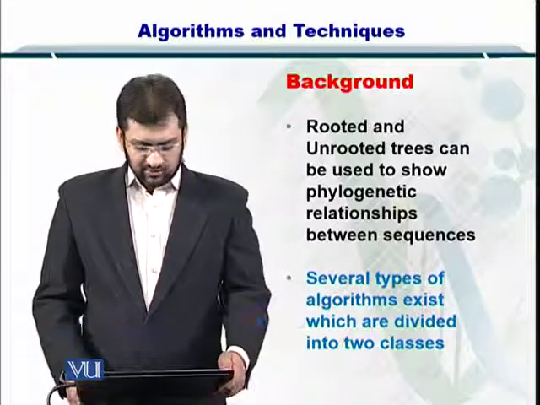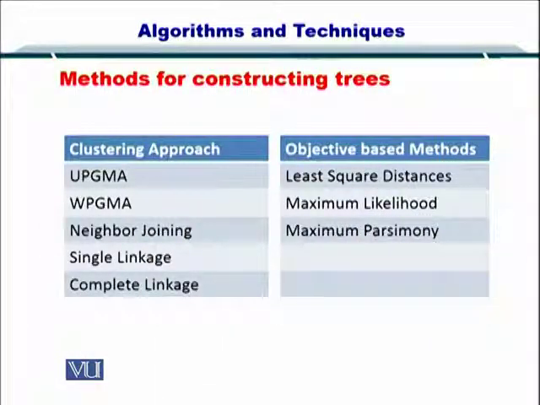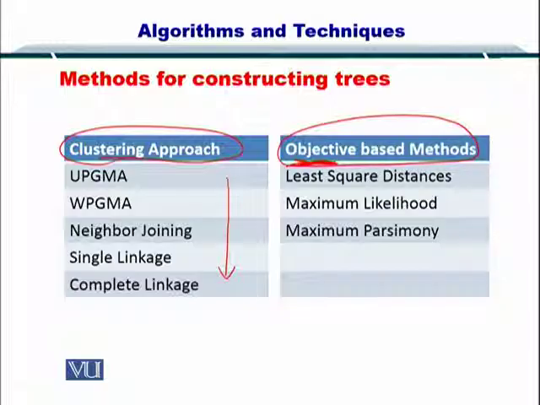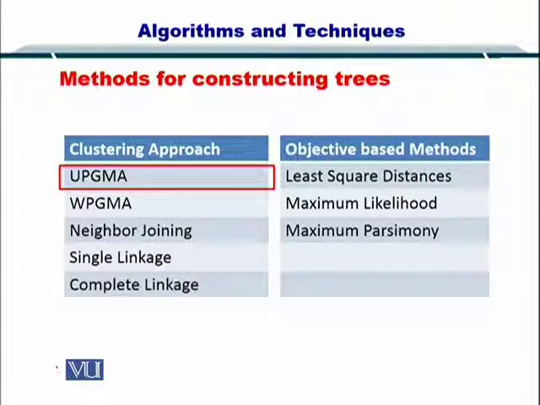So the techniques and algorithms that are available for constructing the phylogeny are divided into two broad types. So the first one is the clustering approach, and there are several algorithms that exist within this approach. Secondly, we have the objective-based methods in which we have a specific objective and then we see and optimize that objective. So there are several techniques that exist for this class of methods as well. To start with, we will take up the UPGMA method within the clustering approaches and see how it works.